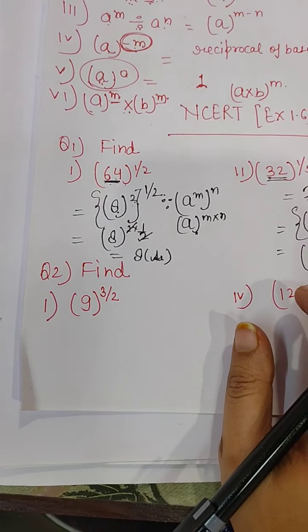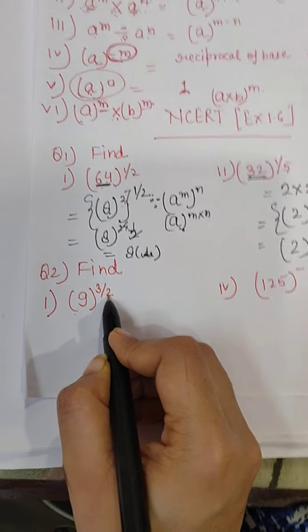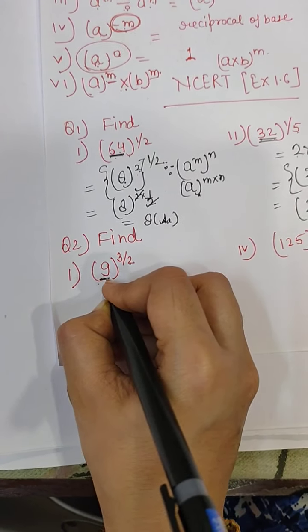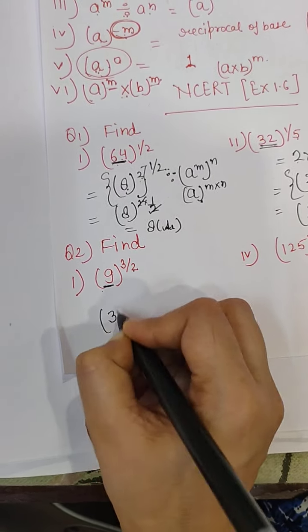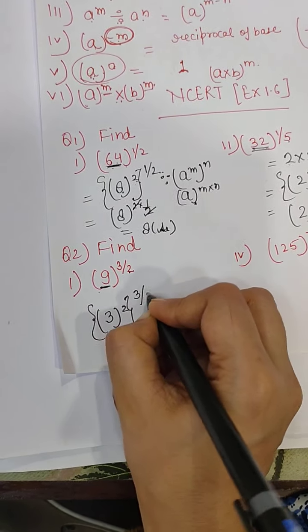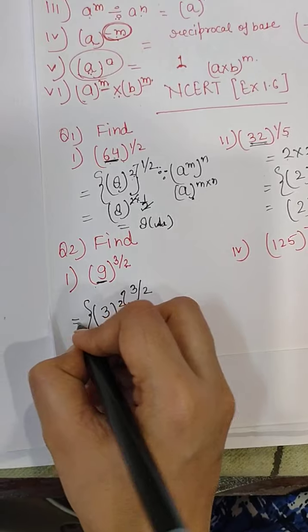Now come to the second question, 9 raised to the power 3 by 2. Same procedure again, we will take 9. So 9 can be written as 3 raised to the power 2, and the 3 by 2 power is already there.